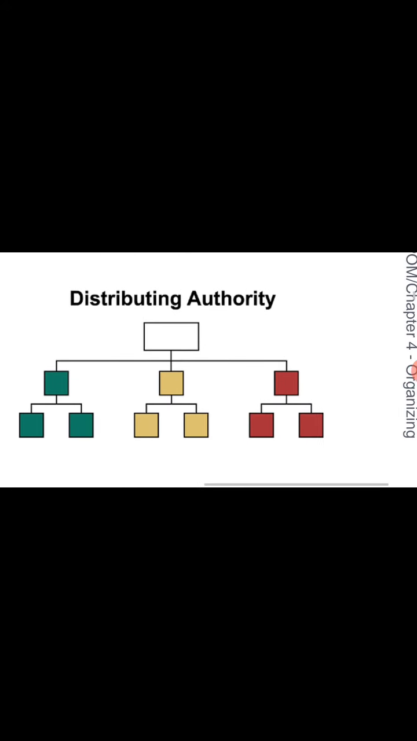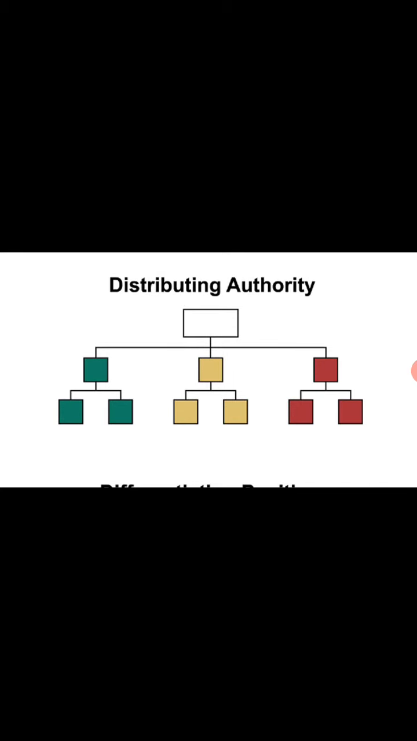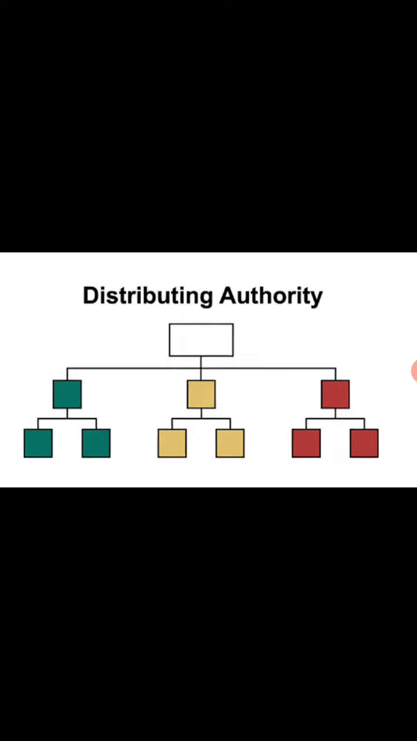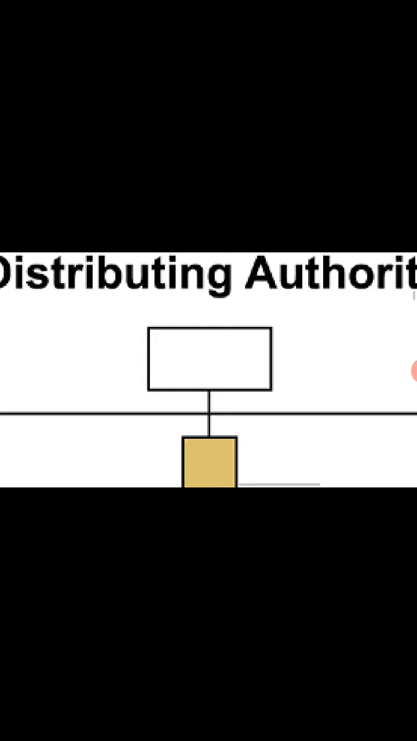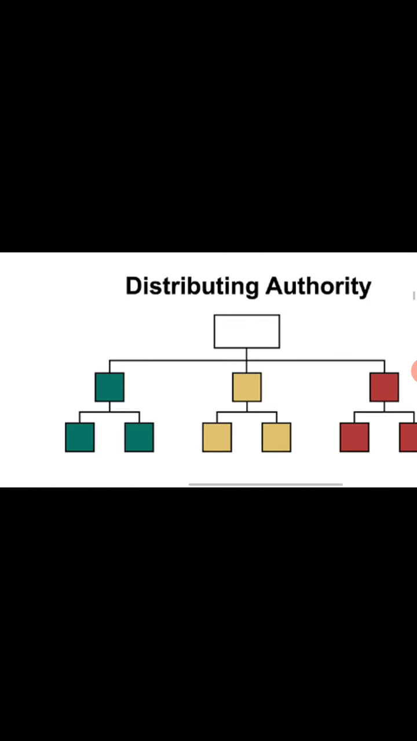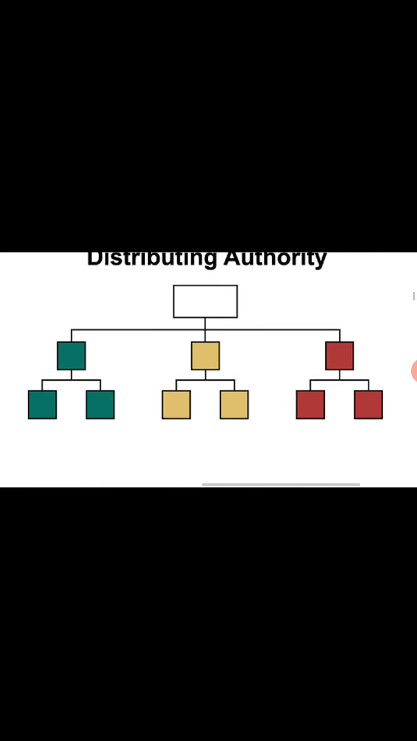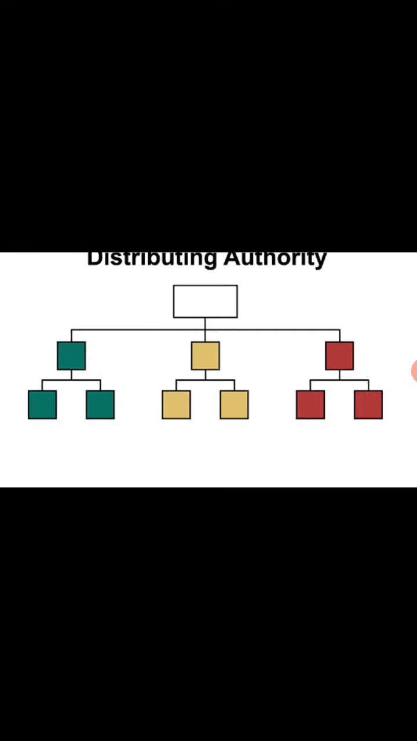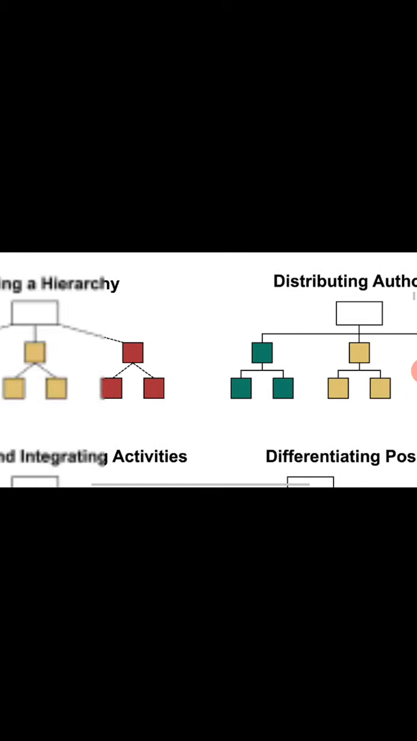Now next is distribution of authority. We have discussed it earlier. Distributing authority means you are distributing the powers to take decisions. The person here having the most power most probably belongs to the top level executives. The three others are the subordinates, and the subordinates again have further subordinates associated with them.